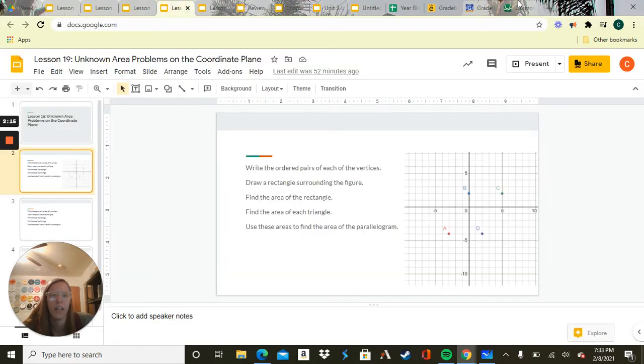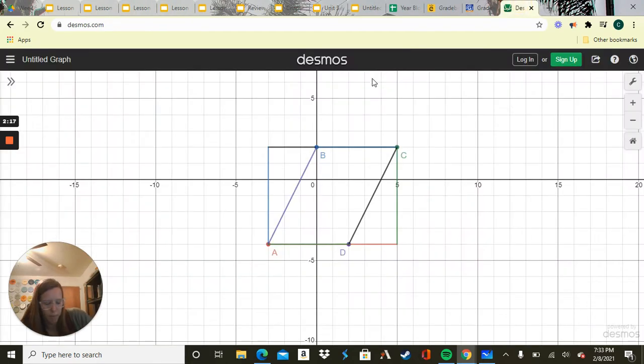Find the area of the rectangle. So how we do that is we take base times height. So our base is going to be 8 from either here or here times 6 the height. So we get 48 units squared. So area always has to have a label, and it always is squared. So next it says to find the area of each triangle.